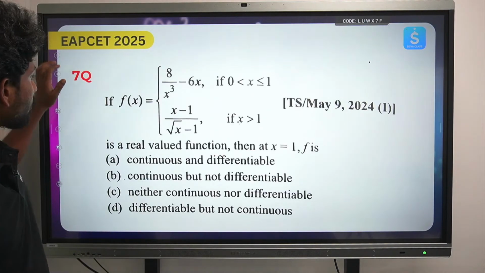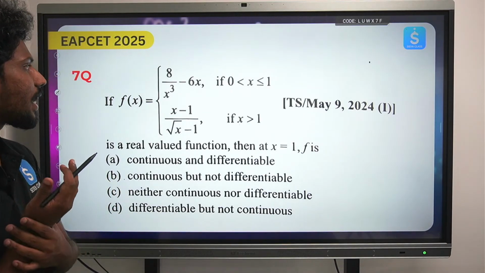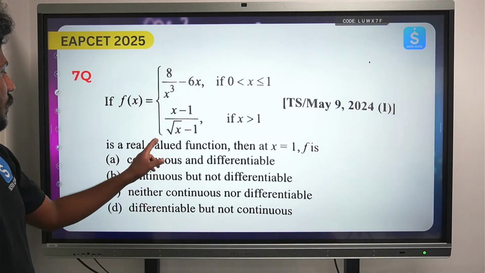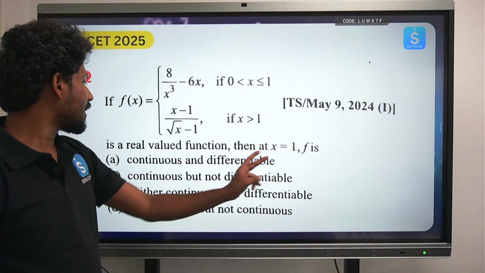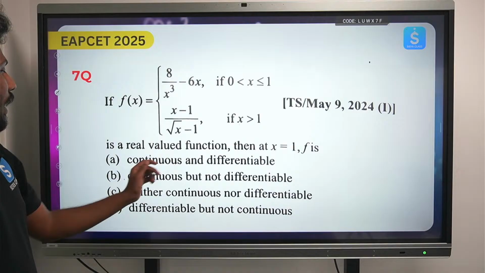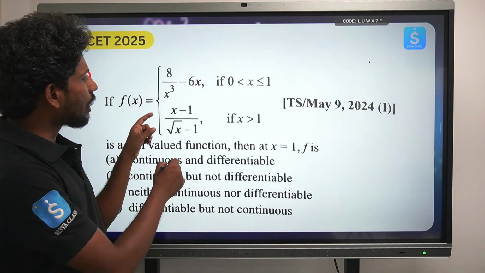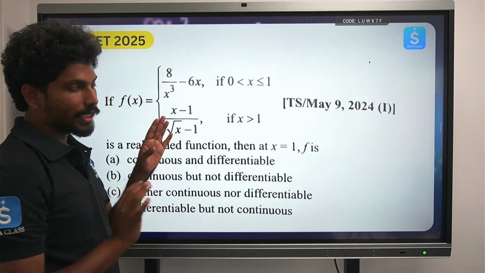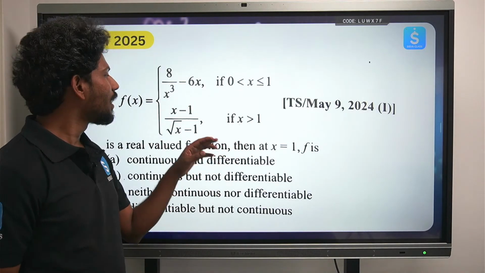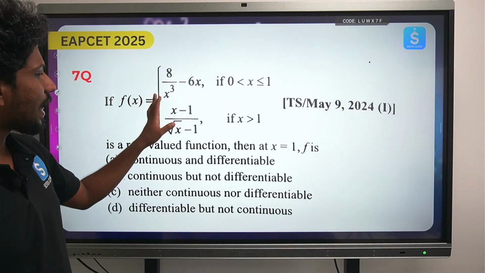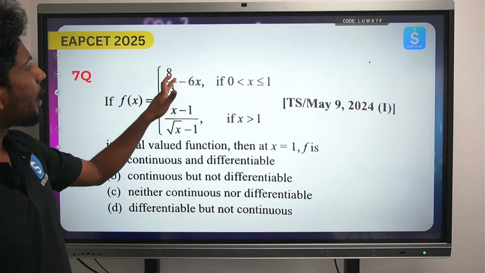Next, 8 by x cube minus 6x, for 0 less than x less than or equal to 2. He's saying it's a real valued function, and at x equals 1 he's asking whether f is continuous and whether it is differentiable. Let's try to see. First, in order to say that at x equals 1 it is continuous, we further promote our discussion to differentiability. Let's first check what exactly happens at x equals 1, whether it is continuous or not. So let's see, 8 by 1 minus 6.